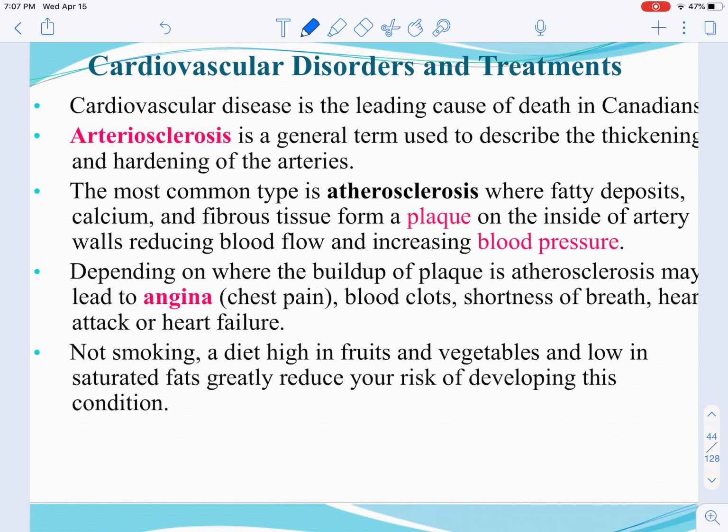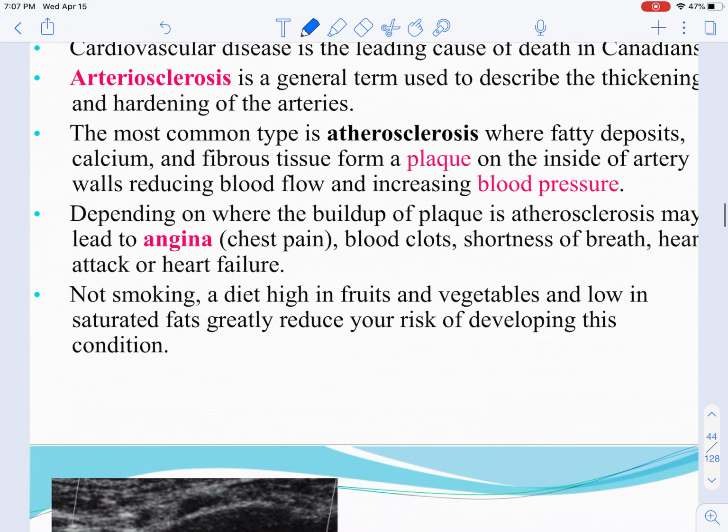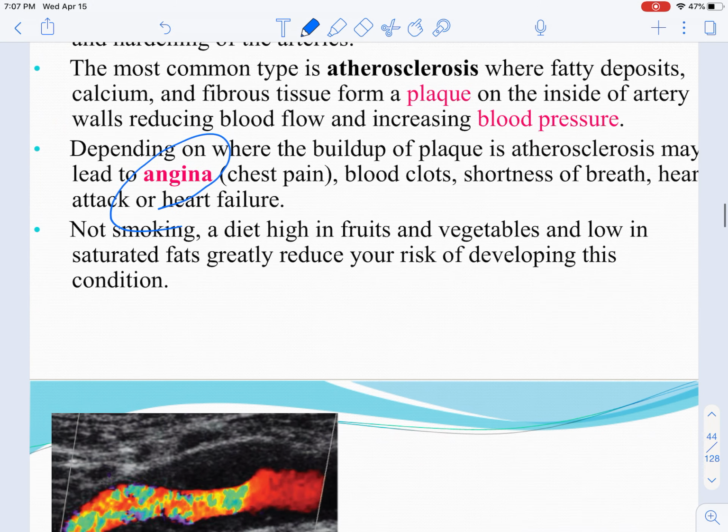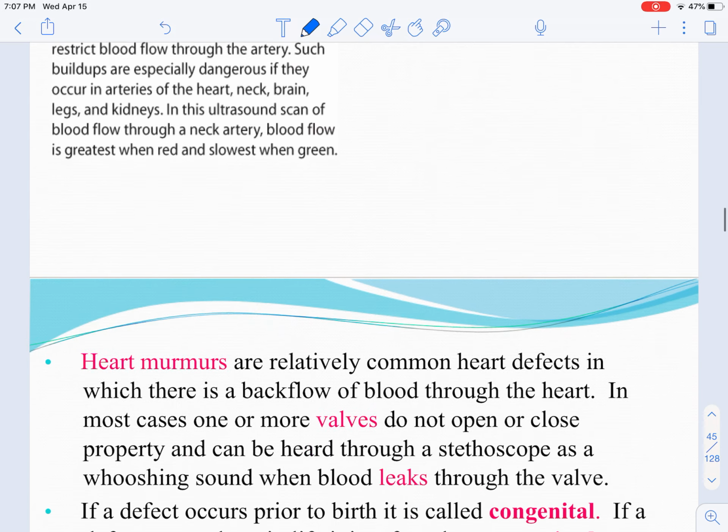We also know that this blockage or fatty deposits in the blood vessels is called atherosclerosis and could give you angina, which is chest pain. Here's some tips for a healthy heart. Not to smoke, have a good diet.